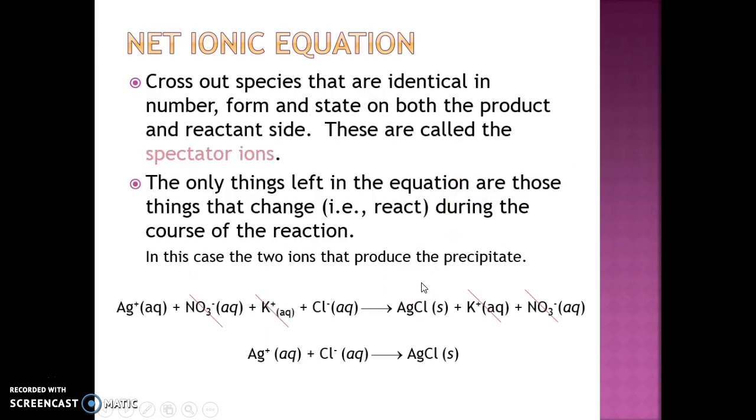Then you can get into the net ionic equation. And remember that to do that, we're going to take a look at the total ionic and cross out any spectator ions, any of those ions that appear exactly the same on both sides of the equation. And then what you're left with is the net ionic equation. And typically in this case, for a precipitation reaction, the net ionic equation are the 2 ions that come together in order to create the precipitate. So this is showing you the strong lattice energy that gets created when those 2 ions come together.